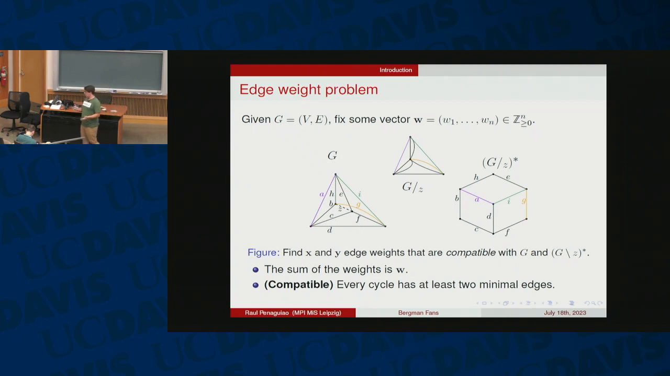OK, very much combinatorial. We want to find pairs of compatible vertex weights. Is it possible? Can we construct all the solutions? How many are there? Yes, this is the motivating problem for telling you about Bergman fans.